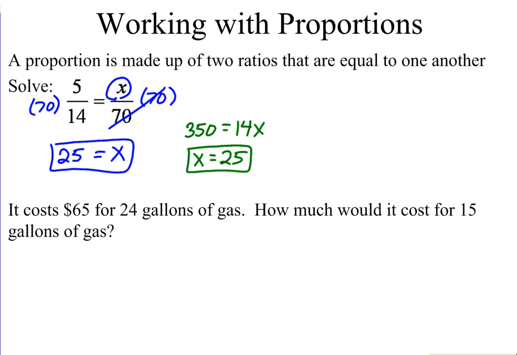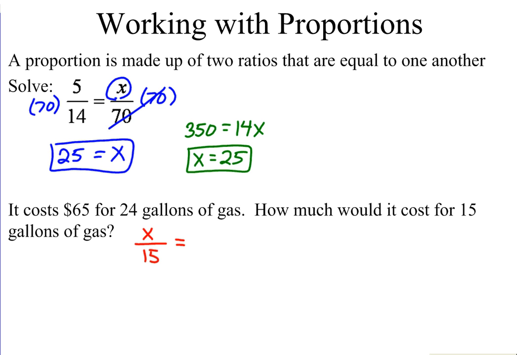Setting up our own ratios, or our own proportions, to solve. It costs $65 for 24 gallons of gas. How much would it cost for 15 gallons of gas? So this is a ratio that is linking two things together. In this case, the cost for the gas versus the number of gallons of gas we get. We want to know how much would it cost. If possible, whatever you are trying to solve for, put up in the numerator. So in this case, how much would it cost? There's our variable. Let's call it x, for 15 gallons of gas.